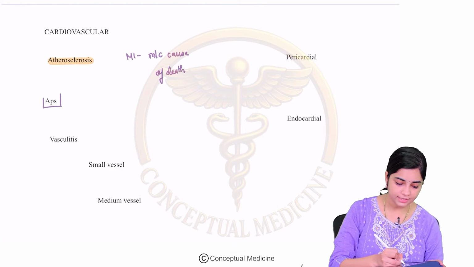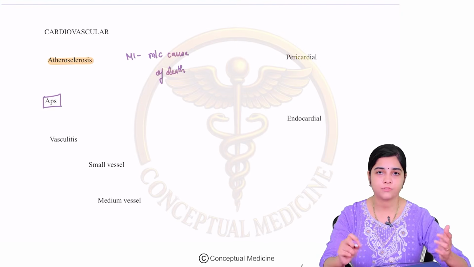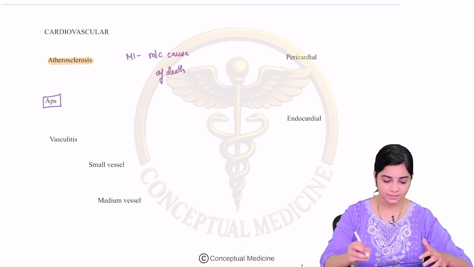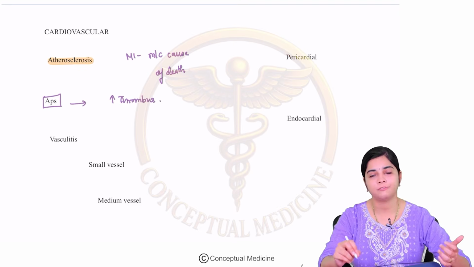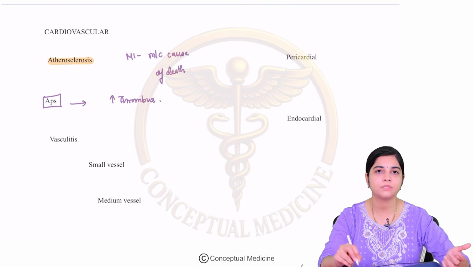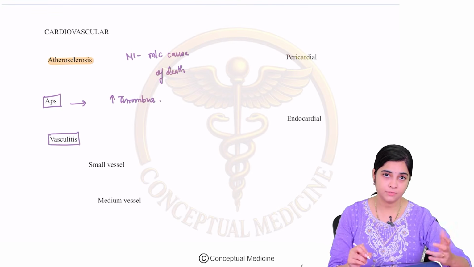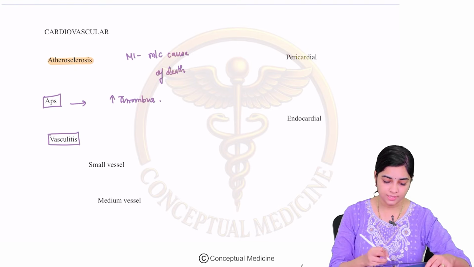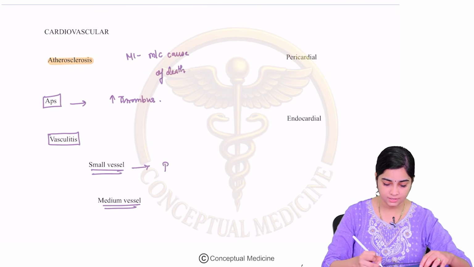Right? Now SLE can be associated with antiphospholipid antibody syndrome, or your antiphospholipid syndrome, which is your APS, and hence they have an increased risk of thrombosis. So this thrombus can affect the lungs and the heart, so you can have pulmonary thrombus, you can have MIs as well. SLE can also be associated with inflammation of the vessels. So this can result in a small vessel vasculitis as well as a medium vessel vasculitis. Small vessel vasculitis can result in skin lesions, what we call purpura.